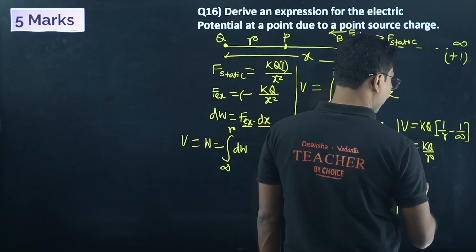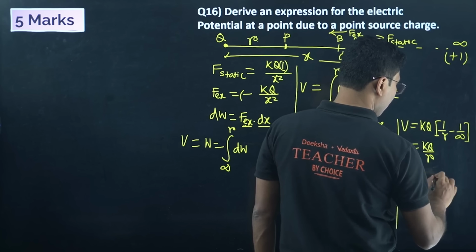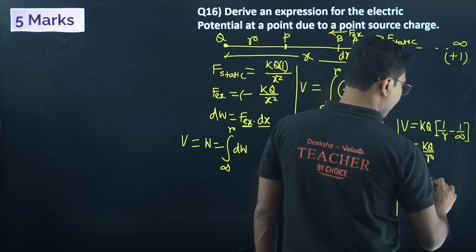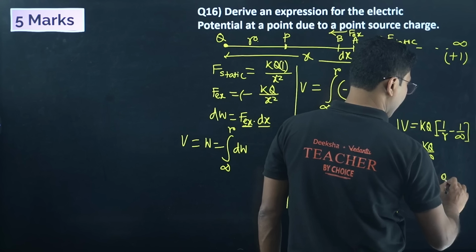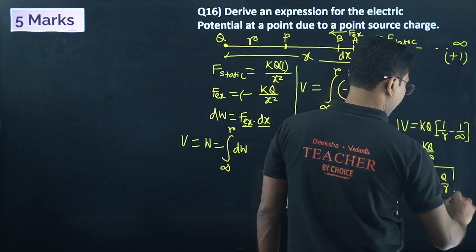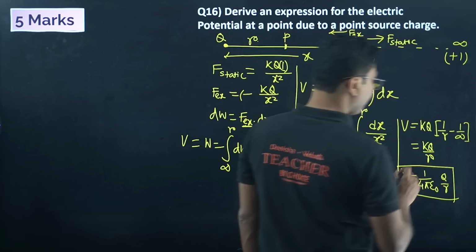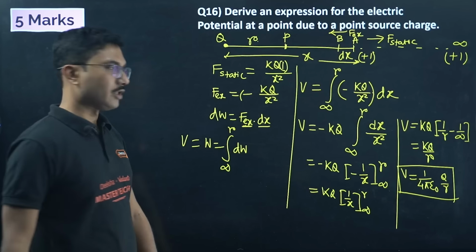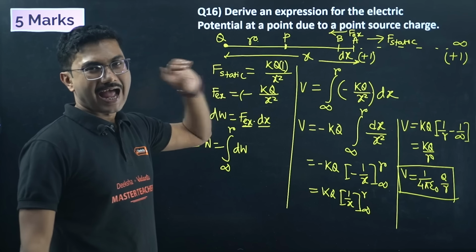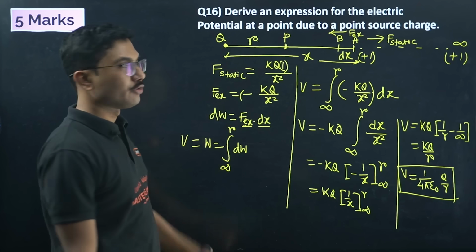Now don't leave it over here, give it a proper look. V is 1 by 4 pi epsilon naught q by r. So you have to put k is equal to 1 by 4 pi epsilon naught. So this is the derivation, very easy and the most common derivation for your pre-board.